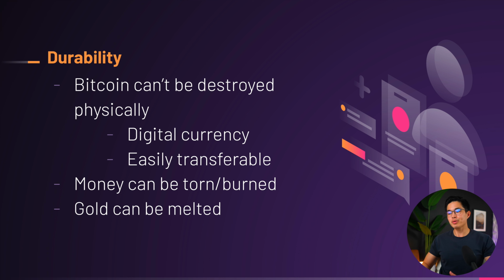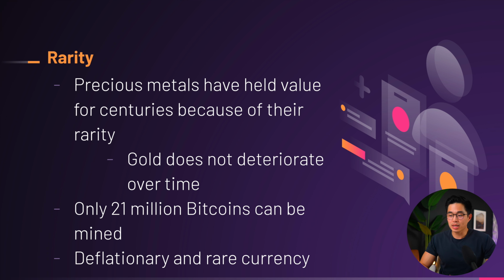With Bitcoin, you can't destroy it unless you take down all of the other computers and networks that are connected to the blockchain, which is nearly impossible considering that there are millions and millions of computing machines in the world. Now, with rarity, money needs to be rare and deflationary in order to prevent hyperinflation, where you have too much of a currency being made to the point where it decreases in value over time.